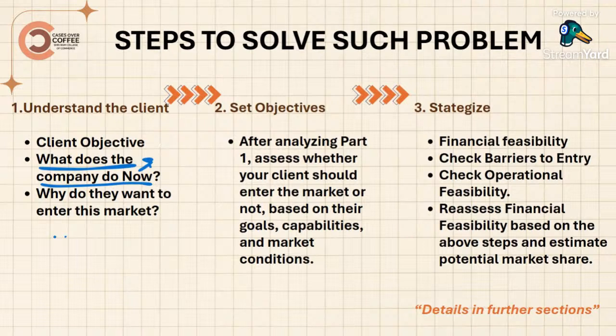Once we are done with the first step, the second thing that we need to do is to set the objective. Now, based on the very first step, we need to understand what the current objective of the client is. For example, let's say Tesla is entering into the Indian market. Now, what is the current objective? They want to be profitable. They want to make profit.